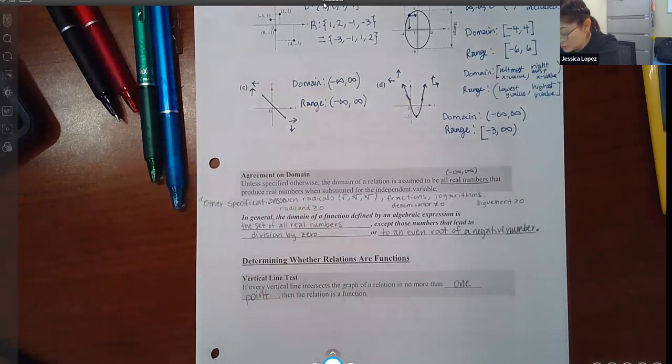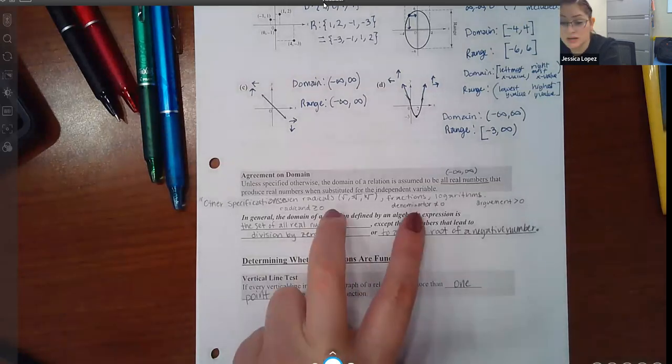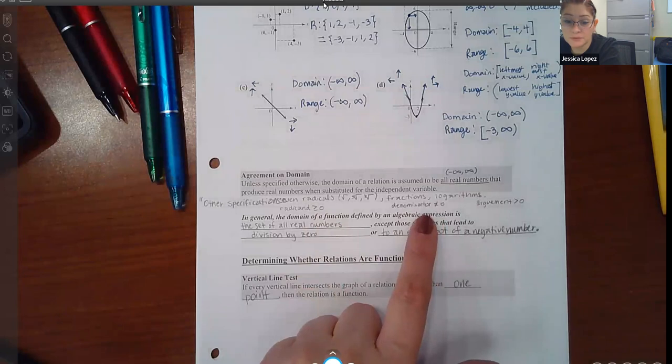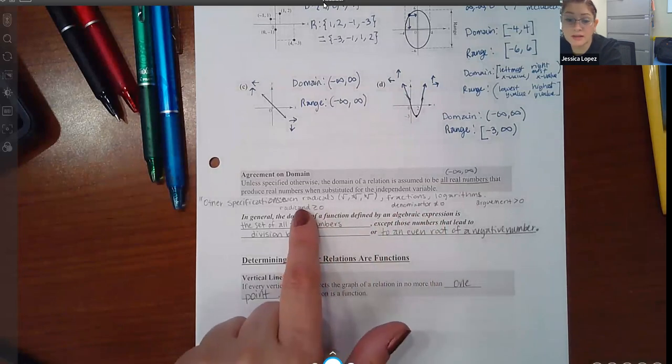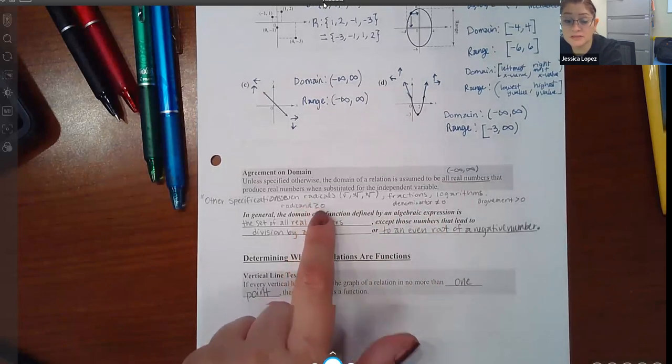So in general, the domain of a function defined by an algebraic expression is the set of all real numbers except those that lead to division by 0 or to an even root of a negative number, which is exactly the same two situations that I brought up. Your denominator cannot be 0 and your radicand cannot be negative. It has to be positive or 0.